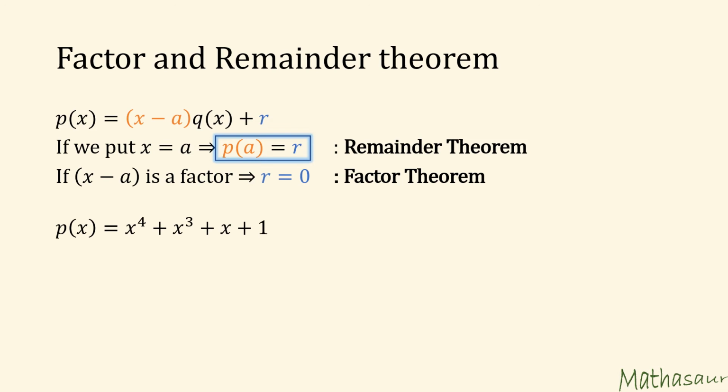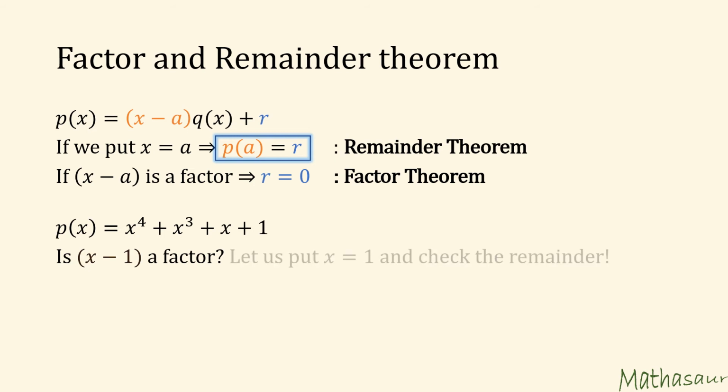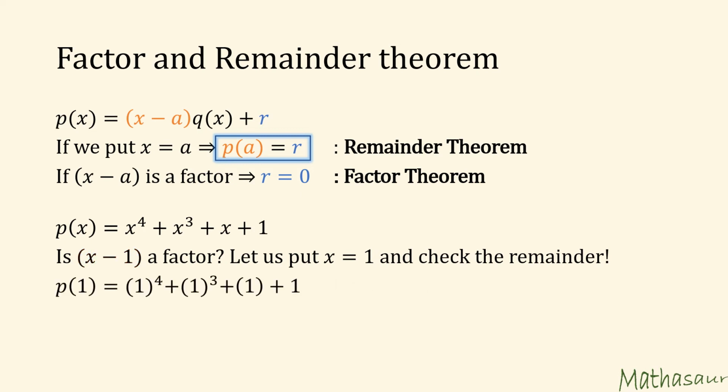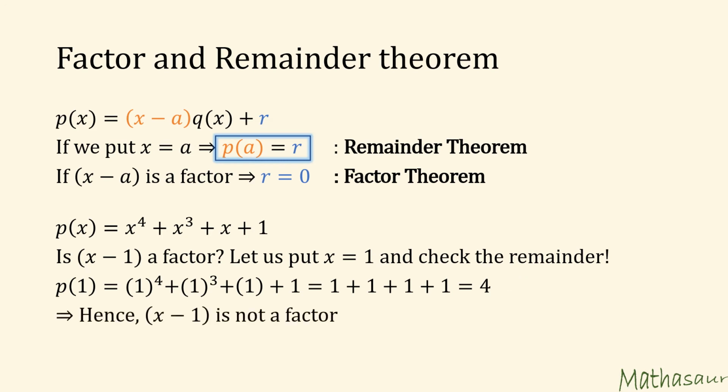Now this is a polynomial of degree 4, that is, the highest power of x. Now let us see if x minus 1 is a factor of this polynomial P(x). Now a is equal to 1 here, so let us put x equals 1 and check the remainder. We see that P of 1 is equal to 4, which is non-zero. Hence, x minus 1 is not a factor of the polynomial P(x).